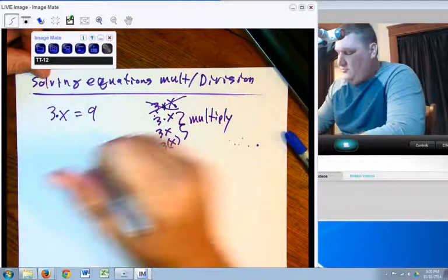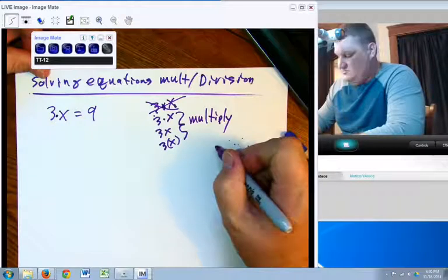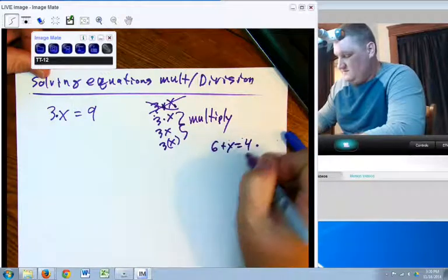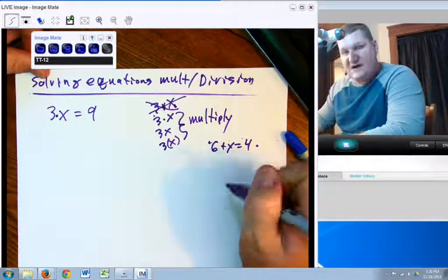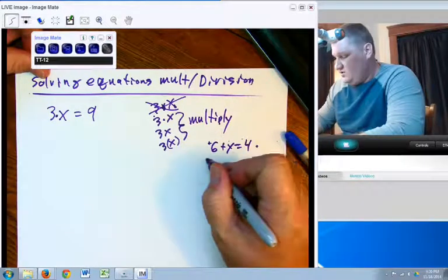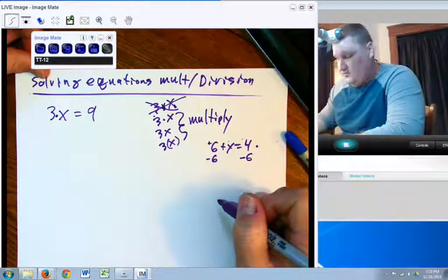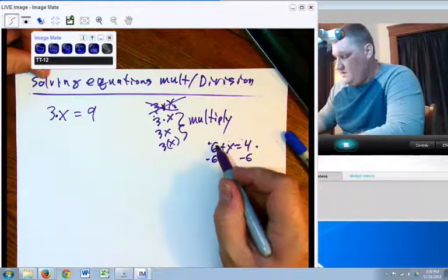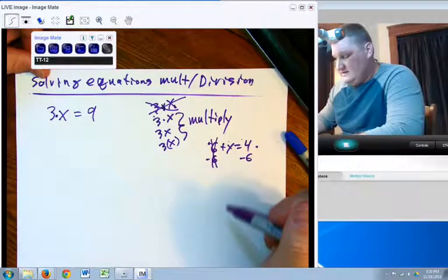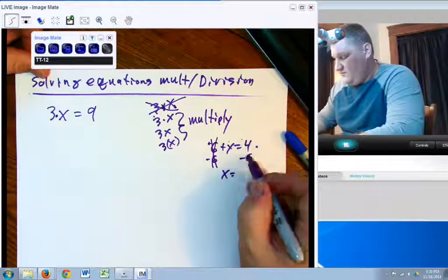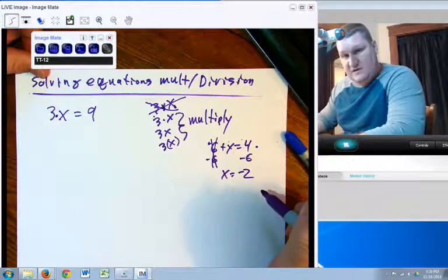Now, previously when we had addition subtraction, 6 plus x equals 4, we said, well, how do I get rid of positive 6? I would subtract 6, but if I do it to one side, I must do it to the other. So if we're reviewing back to what we've done, those are going to cancel out. X equals 4 minus 6 is negative 2.